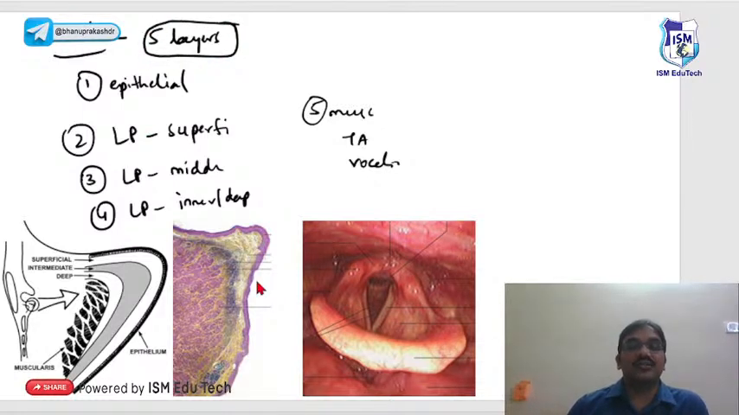There are 5 layers. This is the endoscopic picture of a vocal cord. You can see the larynx, and you can see the vocal cords as whitish structures lying over here, lined by simple squamous epithelium. All other mucosa is lined by respiratory type of epithelium.